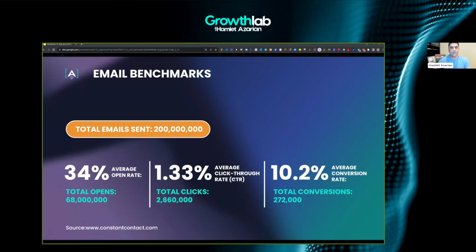So these are general benchmarks that were done in this study. This has held true, by the way, in a lot of different reports that are out there, but it varies obviously by industry and segment, but this is an aggregate number for you to kind of know overall.